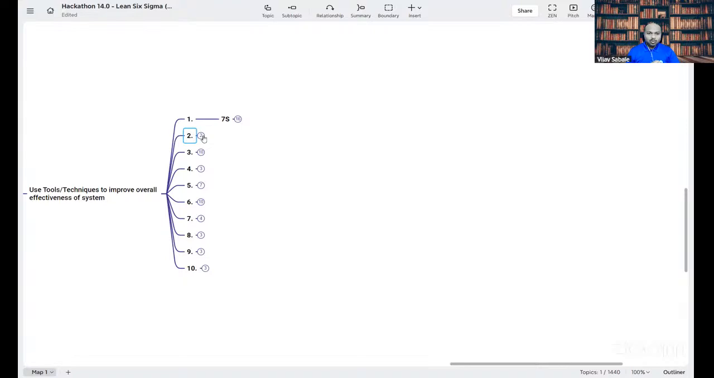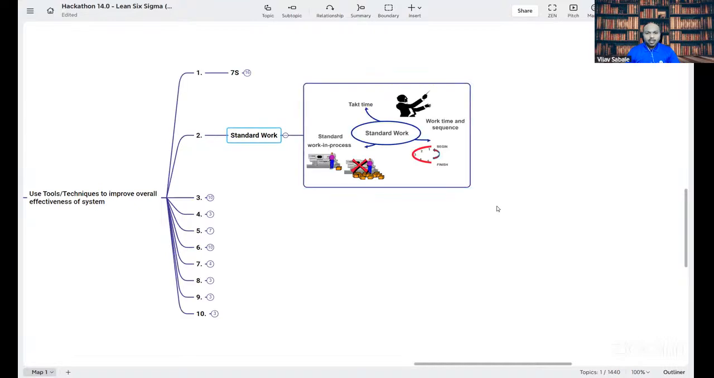So this is the most important part that has been added to the 5S. The second tool is standard work. Again, I can say this is one of the most important tools from Lean. Why so? Because here we are going to create the system so that everyone understands how to work, right?